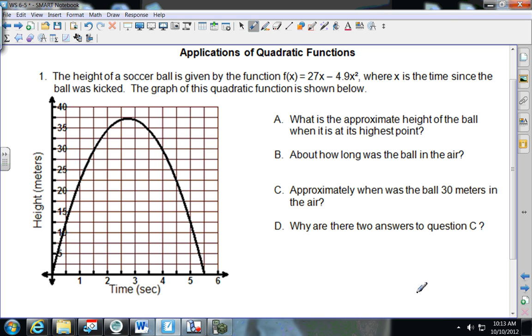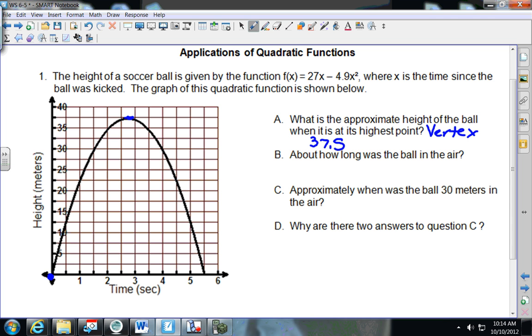This says, what is the approximate height of the ball when it's at its highest point? Remember, the highest point is the vertex. So the vertex is up here. Let's see, what does my line go by? It looks like 5, 10, 15, 20. So about 2.5 each one. See, because that's 2.5, 5, 7.5, 10, and up like that. So I've got 35, and then that's 2.5 more, so that's 37.5.